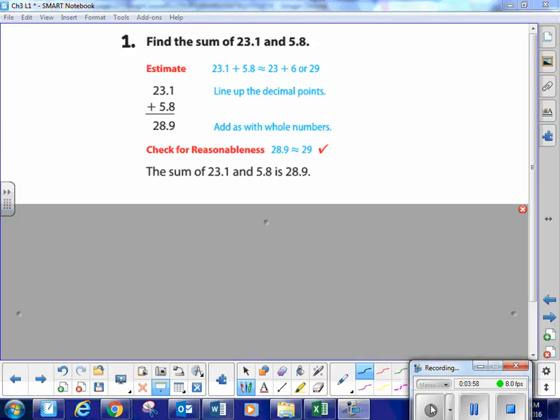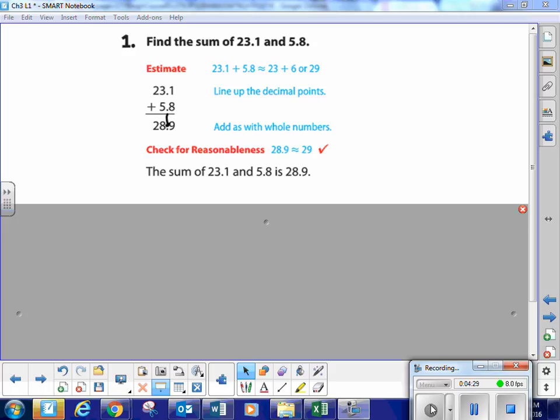As you notice, they lined up the decimal points, and what they did with the decimal point is they just brought it straight down. That's why they lined it up. So all they had to do was bring the decimal point straight down. Also, you want to make sure that you're adding the proper places. The tenths are being added to the tenths place. The ones place is being added to the ones place. And while there are not two tens places, there's at least one tens place, and that is being added to the tens place. So the reason why they estimated in the beginning was to check for reasonableness.